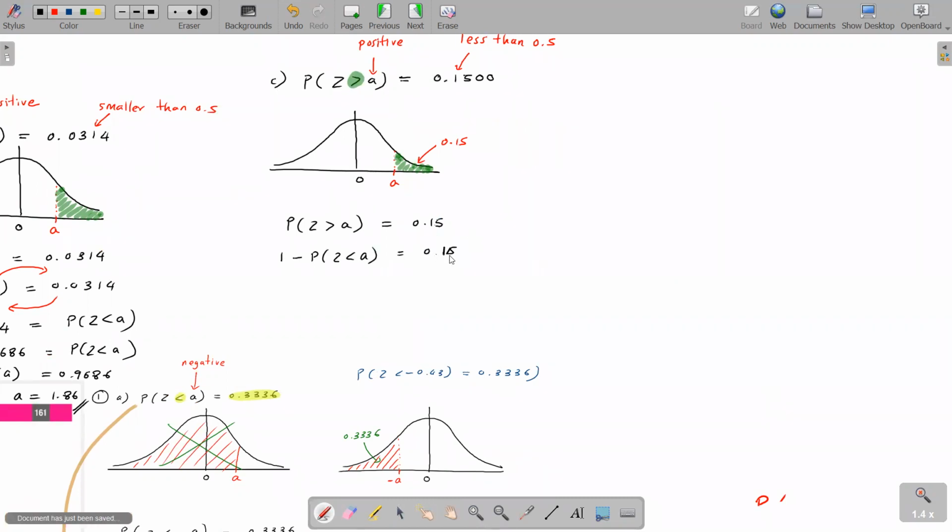And then guys, you can get the answer, right? 1 minus 0.15 is equal to probability Z less than A. 1 minus 0.15 is 0.85. Probability Z less than A is 0.85. Are you guys with me?